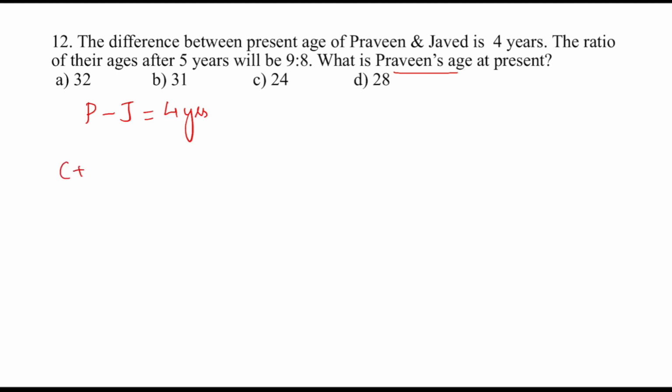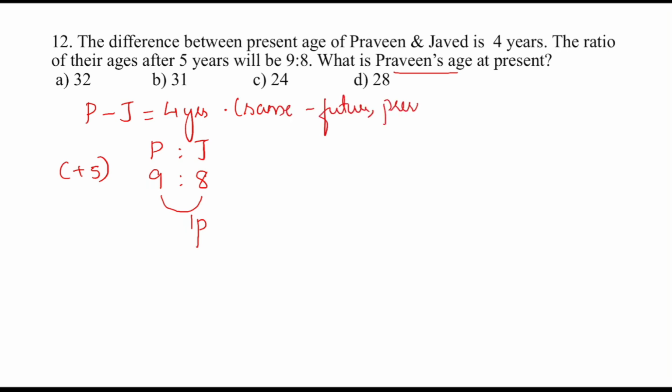So after 5 years, the ratio of ages of Praveen to Javed is how much? It is 9:8. Okay. Then what is Praveen's age at present they are asking? Now what is the difference between the ratio? It is 1 part, isn't it? 1 part. And the difference, whether present or future or past, at any time will always be the same. In the future, present or past, the difference between two persons' ages will always remain the same.